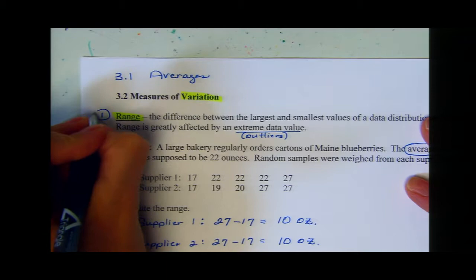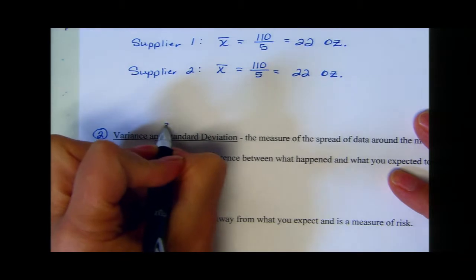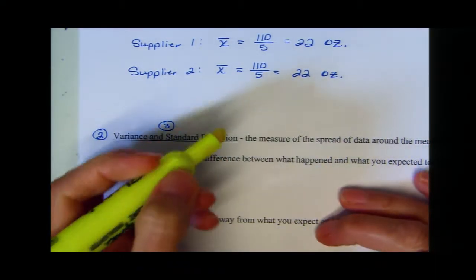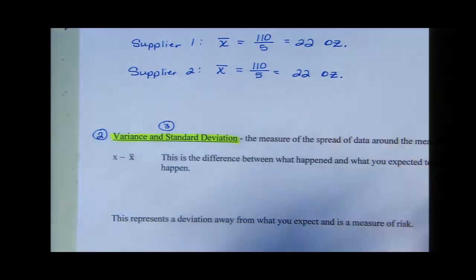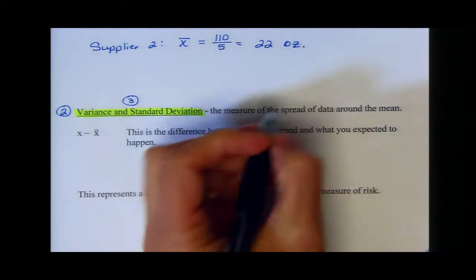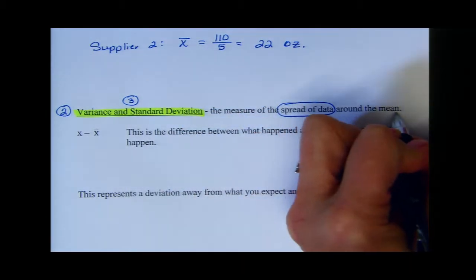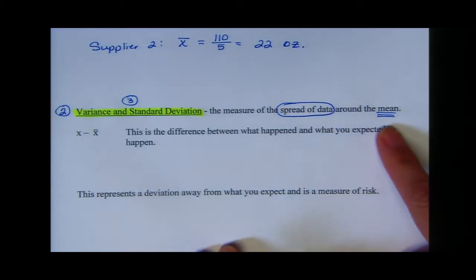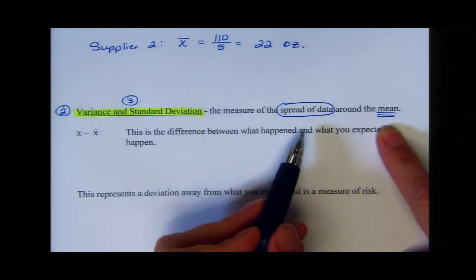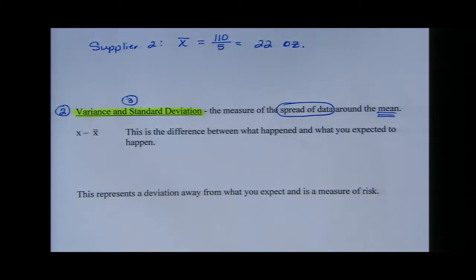So here was the first type of variation. Here is the second and the third types or measures of variation. It's what we call variance and standard deviation. Now, the variance and the standard deviation, they tell us the measure of the spread of the data, how spread out are your numbers in relationship to the mean. And in our example, the mean is 22 ounces. So in each set, are the numbers close to this mean of 22 ounces or spread out from this mean?